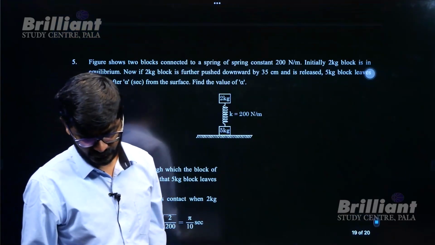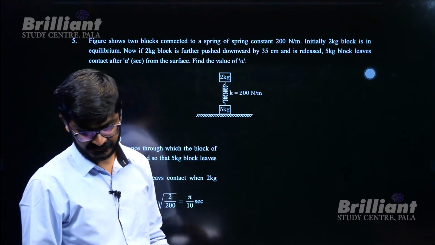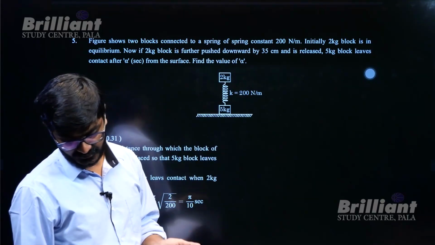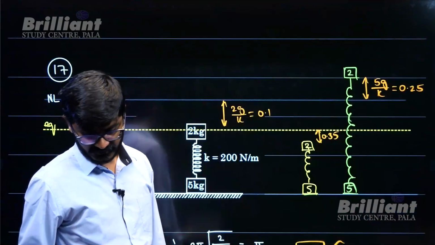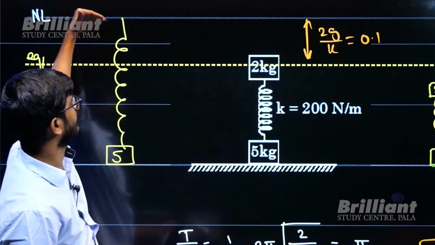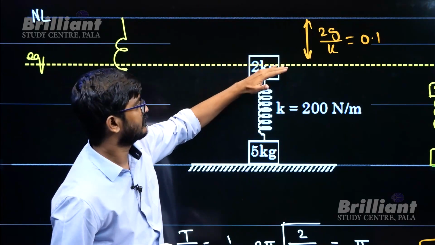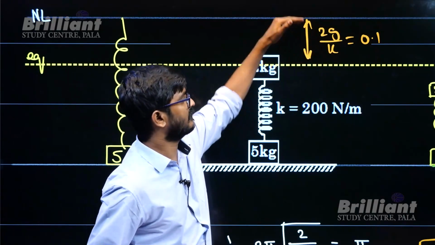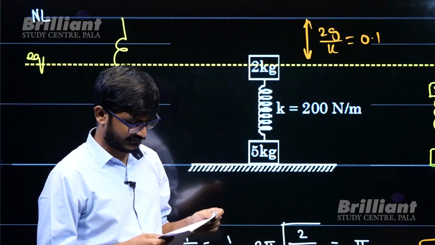The next question: the figure shows two blocks connected to a spring of spring constant 200 Newton per meter. Initially the 2 kg block is in equilibrium. Now if the 2 kg block is further pushed downwards by 35 centimeter and released, the 5 kg block leaves after some time. What is the value of that time? See, if there is only the 5 kg block on the spring, the spring will be at natural length. This is natural length. Now when I put 2 kg, it will be compressed and it is in equilibrium at this position, where the spring force kx balances mg. So kx equals 2g, so x equals 2g by k, or the compression is going to be 0.1 meters or 10 centimeters, fine.